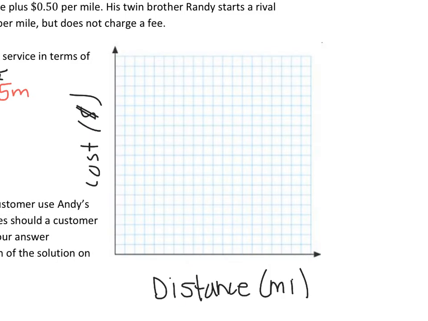Let's start with Andy. Andy charges a fee of $6. That means the y-intercept is $6. 1, 2, 3, 4, 5, 6. Plot a point. And he charges 50 cents per mile, or as we figured out, 1 over 2. So up 1, right 2. Go ahead and plot. Up 1, right 2. Keep going. Again, my graphs are going to be slightly off. It's hard to graph on this program. And we're going to draw a line.